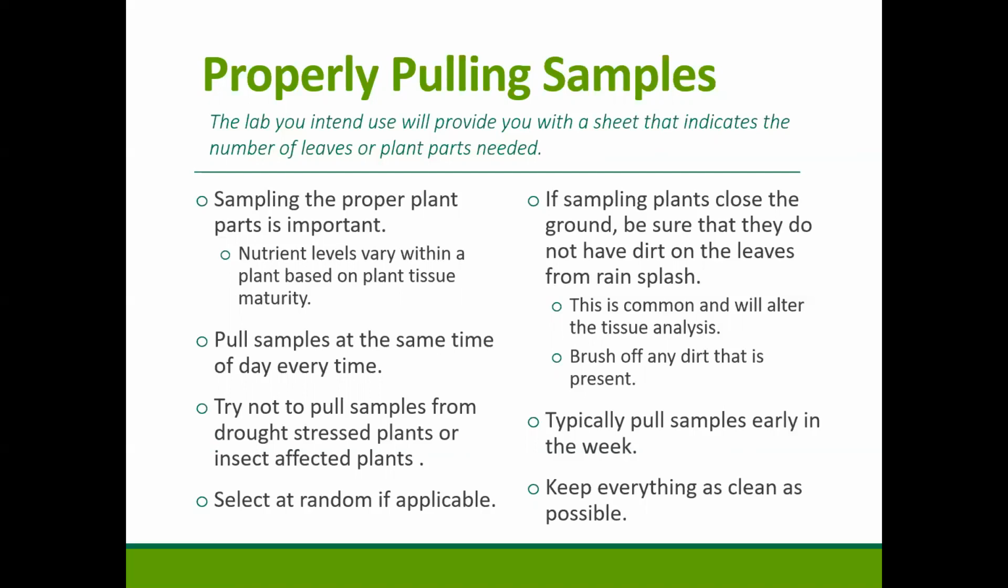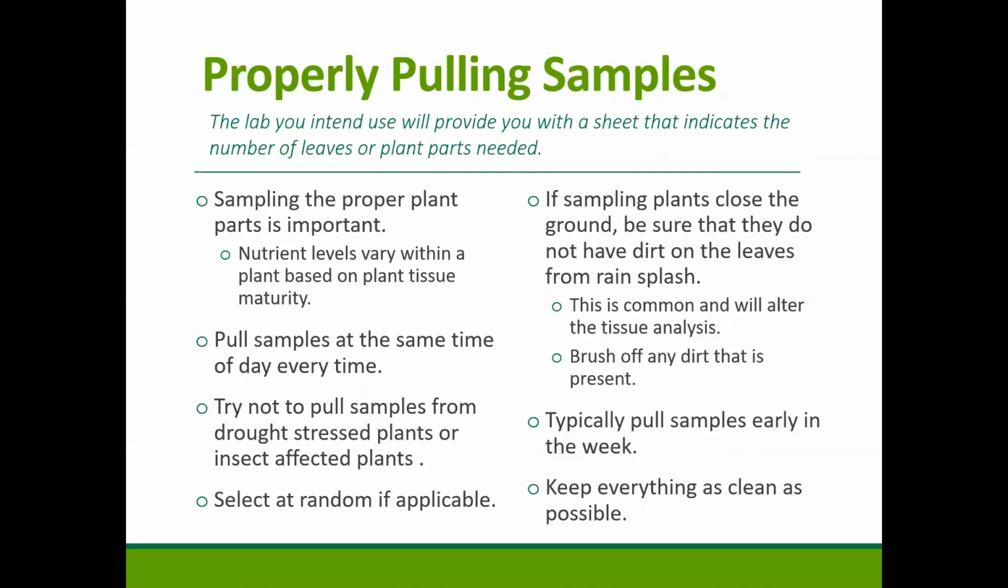But it is also important not to pull samples, if you can avoid it, from drought-stressed plants or insect-affected plants. Generally, plants that are under a great stress load will show altered nutrient levels because they are not photosynthesizing properly, therefore they are not processing nutrients properly.